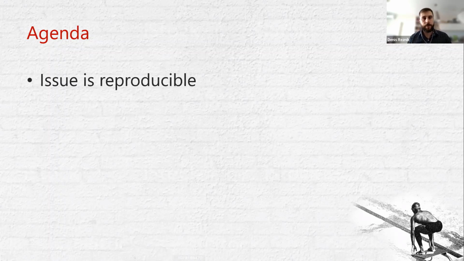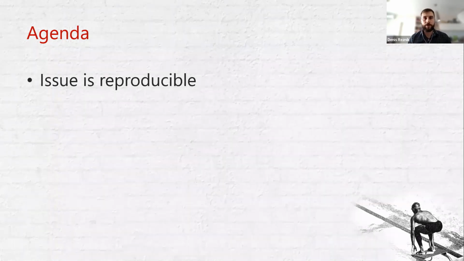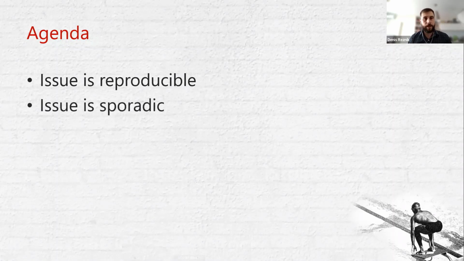We will check first the case I call "issue is reproducible." When the issue is known, the client can reproduce the issue, and this gives you a lot of chances to find the root cause very quickly. Second one, issue is sporadic. So a client is telling you that the issue is happening from time to time, the query is timing out from time to time, or the query is running a long time, and we need to find this as well.